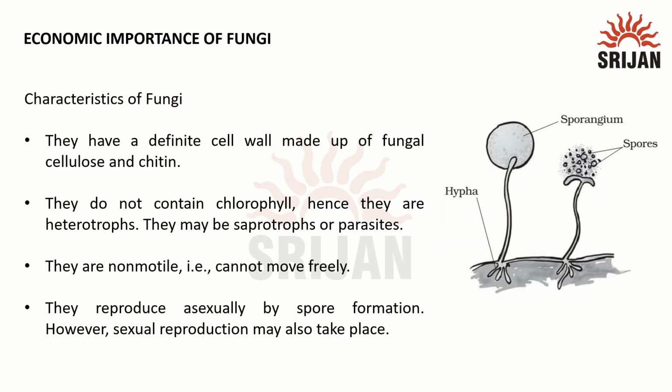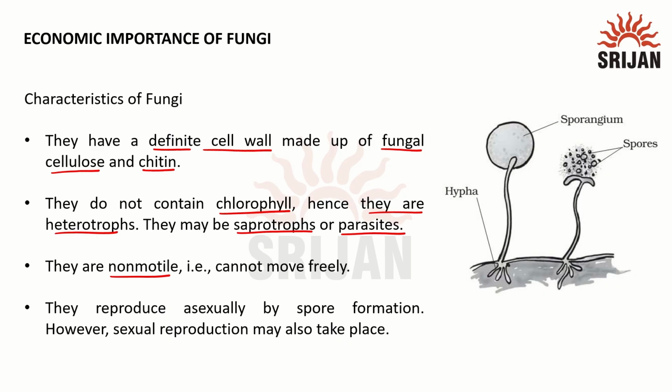Now, another characteristic is that they have a definite cell wall which is made up of a material known as chitin or fungal cellulose, and they do not contain chlorophyll as I mentioned earlier. Hence, they are heterotrophs, that is they follow a heterotrophic mode of nutrition, and within that they can be either saprotrophs, where they feed on dead and decaying organic matter, or they can be parasites. And they are non-motile, that means they cannot move from one place to another.